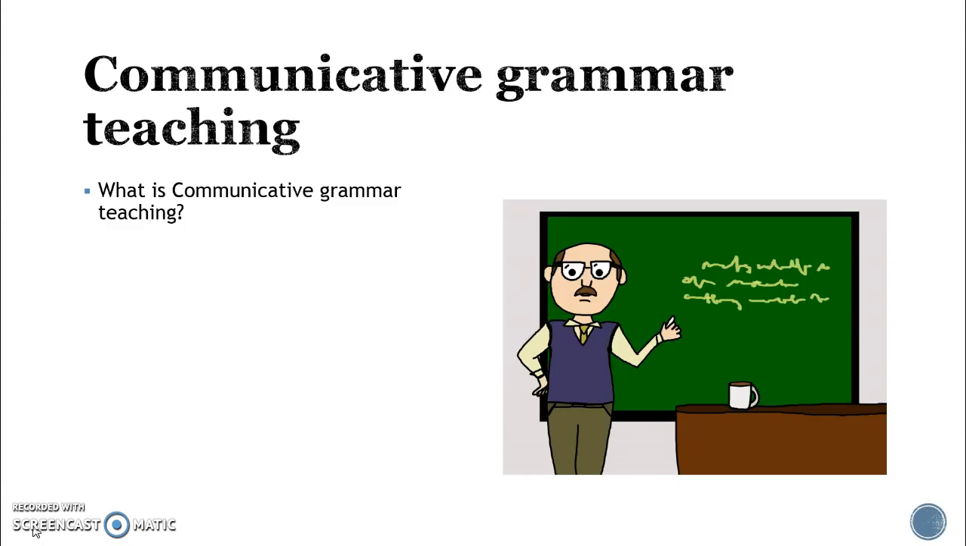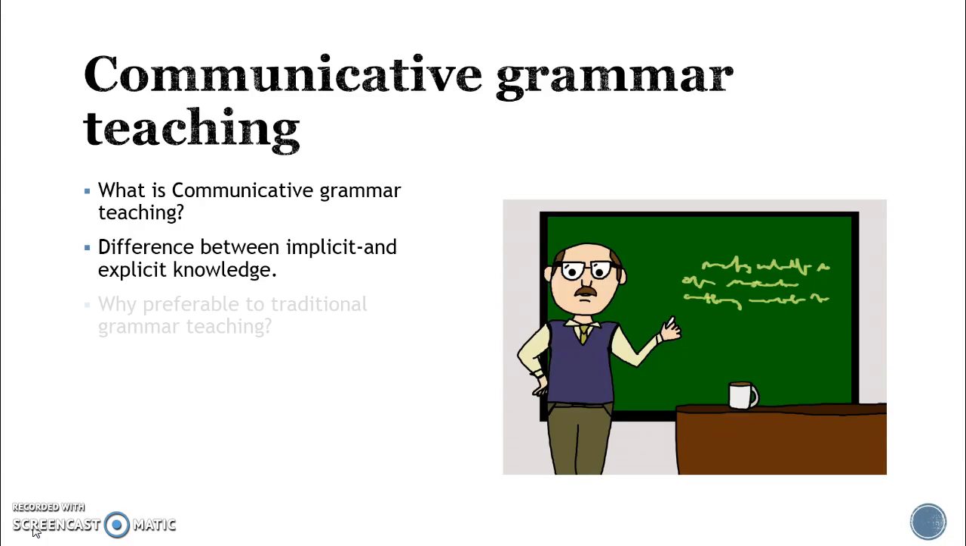in their learning. There is a difference between implicit knowledge and explicit knowledge, where implicit knowledge is what we know, but can't really say why we know it, while explicit knowledge is something that we have been taught and also can explain to others. In traditional grammar teaching, the students mostly use their explicit knowledge, and in communicative grammar teaching, they will use both implicit and explicit knowledge in their output, which is, of course, to be preferred.